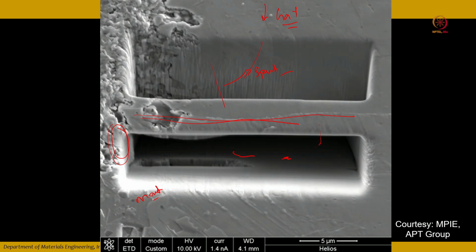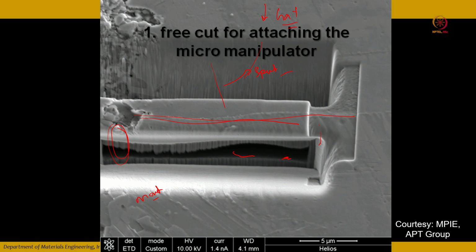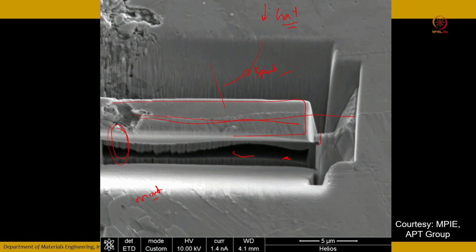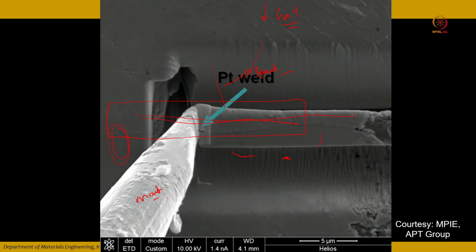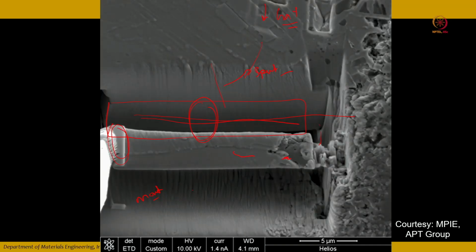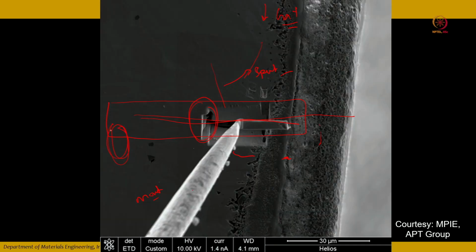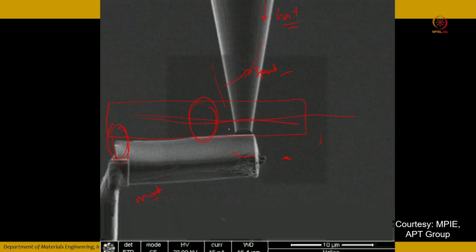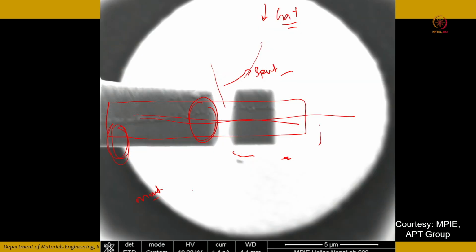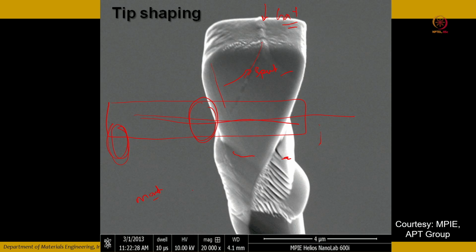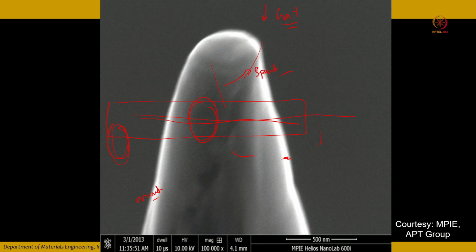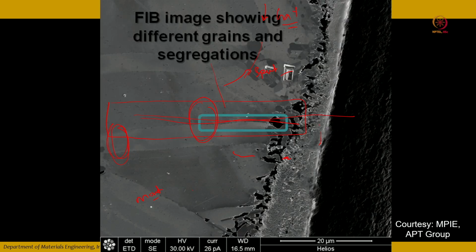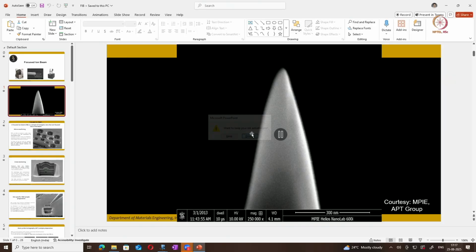Okay. So by using the manipulator, you can actually lift out this particular lamellar, correct? So this is your manipulator. You use the gas injection system to deposit the platinum, and it gets deposited and it gets welded. Then you are lifting out the lamellar and pasting it on the silicon post, and subsequently it got milled, keeping the area of interest, which is a grain boundary, for the field evaporation in the atom probe. Correct? So I hope that you understand the role of the focused ion beam.